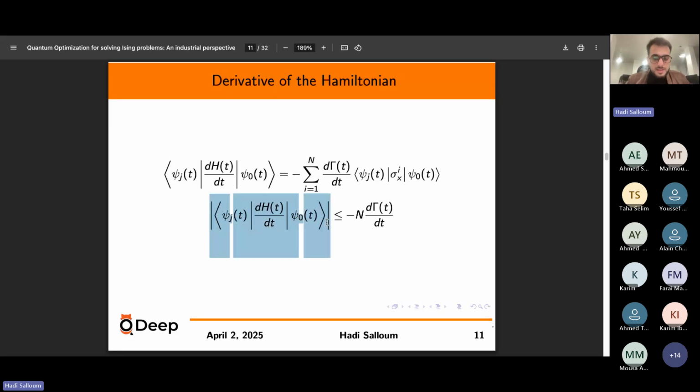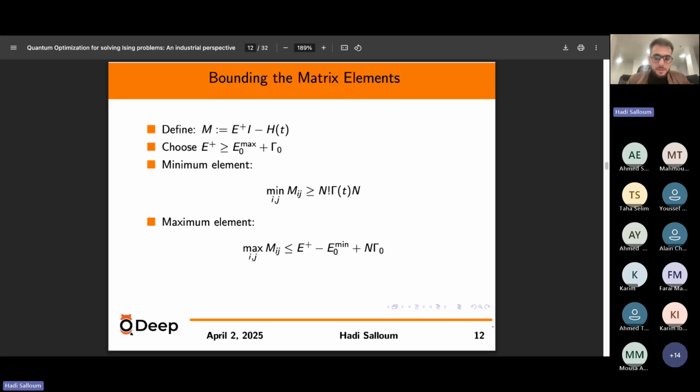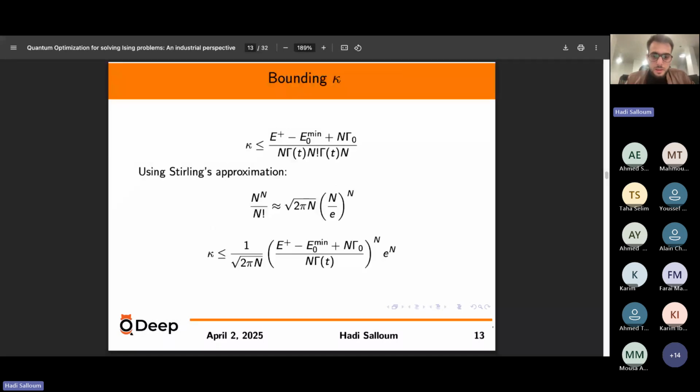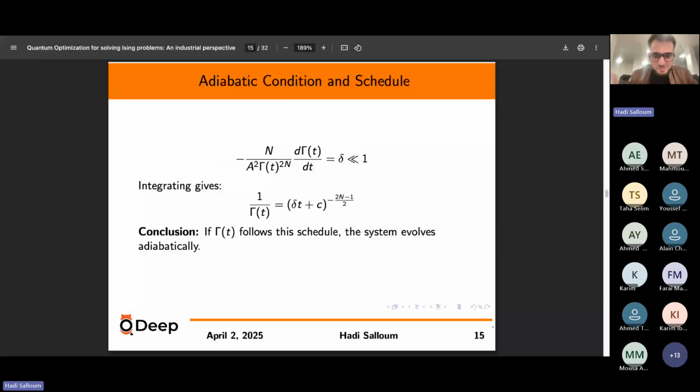After we get this inequality, we need to bound the matrix elements, so we should find the minimum and maximum element. I don't want to make it take more time, so I will skip explaining all this theory and go to the adiabatic condition, because I want to show you many applications of how we can use quantum annealing. I'm very sorry, but the time is very limited right now. So here we should make this schedule to make sure the system will evolve according to the adiabatic condition.